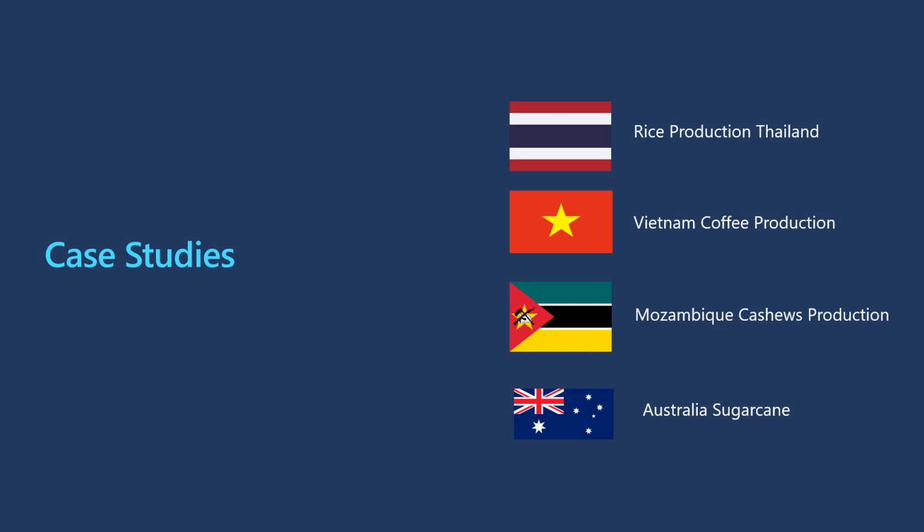The case studies of our presentation include as follows. One is we verified the rice production in Thailand, coffee production in Vietnam with basic commodities, cashew production, which is specialty crop in Mozambique, and then finally sugar production in Australia. We applied our machine learning and AI models across all these 4 countries with the 4 different agriculture productions.